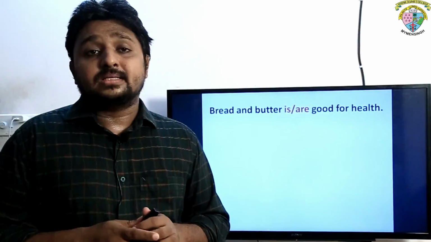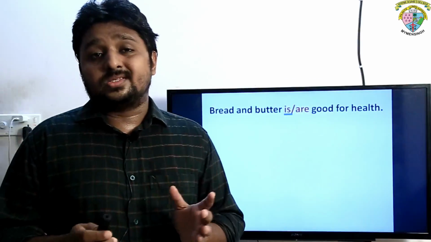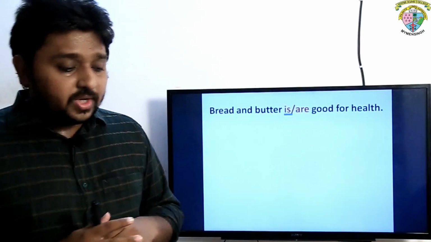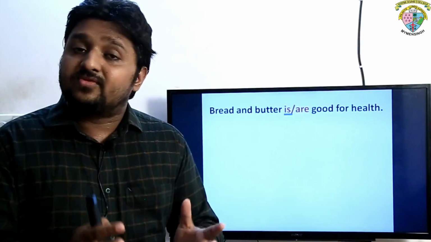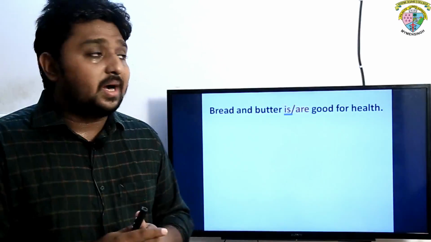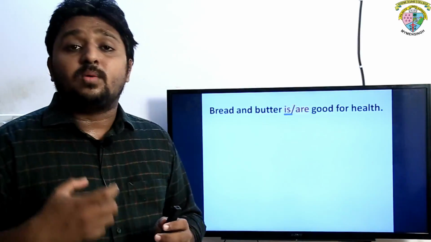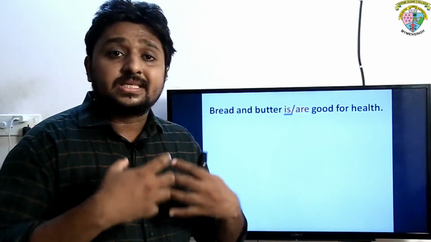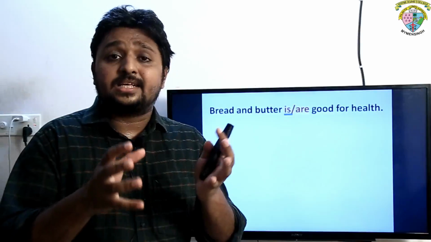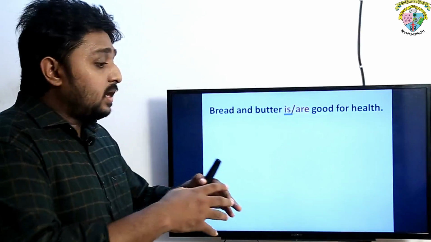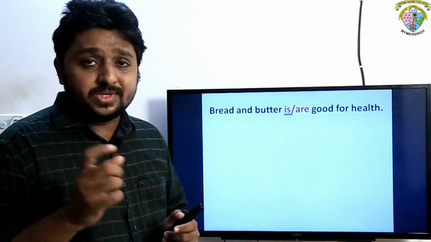But the problem is that here the answer will be "is." Why? What's the reason? Look, try to understand. Here, bread and butter are different subjects, different things. But they are here to have the same purpose, to complete the same action. They are working as a unit. Bread and butter are working as a unit now, and that's why the verb should be singular.